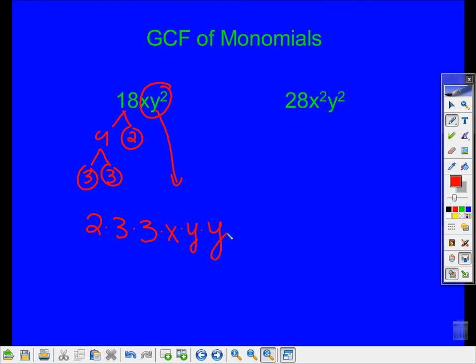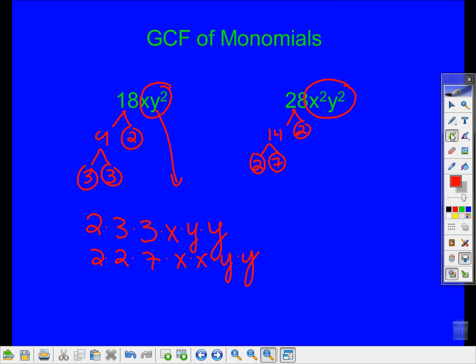For 28, 14 times 2. 14 can be broken down into 2 and 7. So I'm going to have 2 times 2 times 7. And then don't forget about your variables. I have 2 x's, so I'm going to write down 2 x's, and I have 2 y's, I'm going to write down 2 y's.